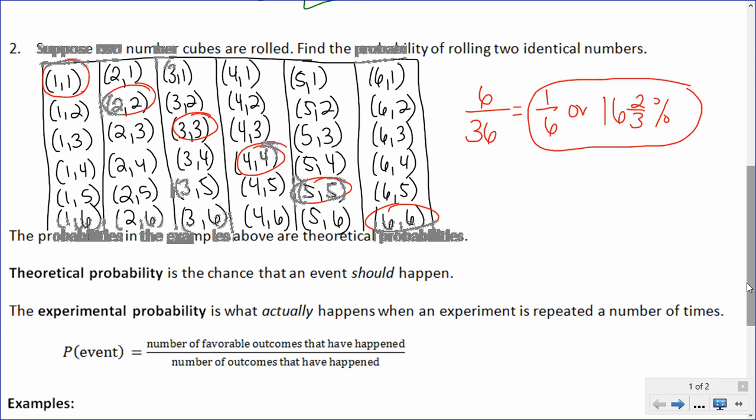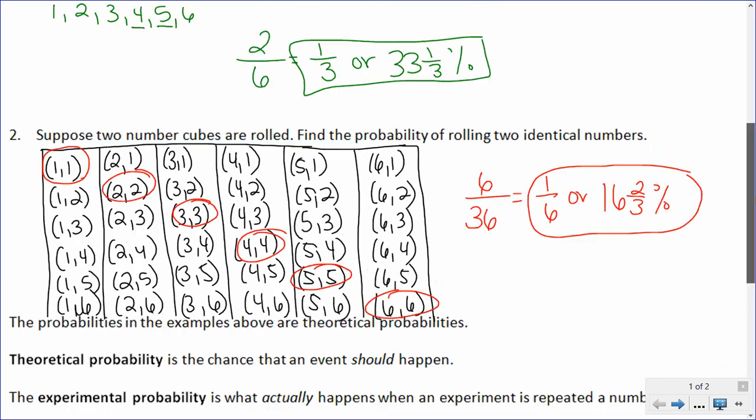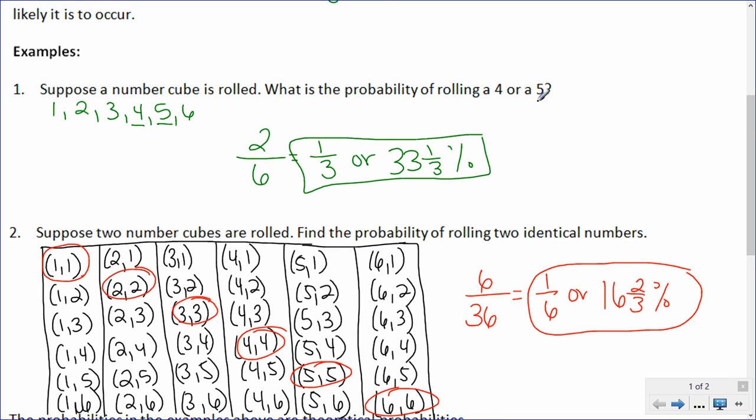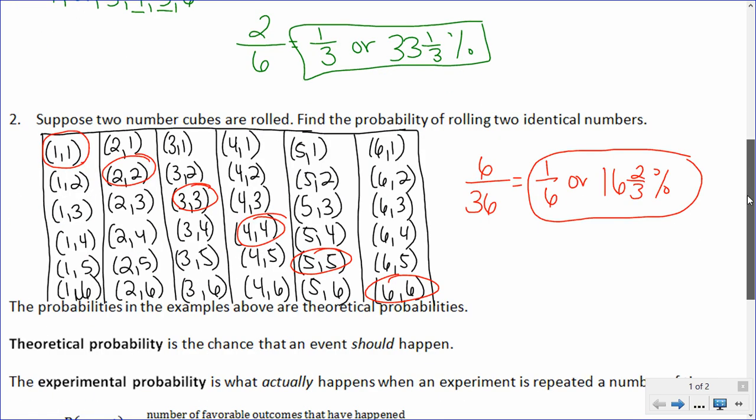Okay, the probabilities in the examples above are theoretical probabilities. Theoretical probability is the chance that an event should happen. So the probability of rolling two identical numbers, you haven't rolled anything yet, it's theoretical. Same thing with the probability of rolling a 4 or a 5. The number cube has not been rolled yet, it's theoretical probability.